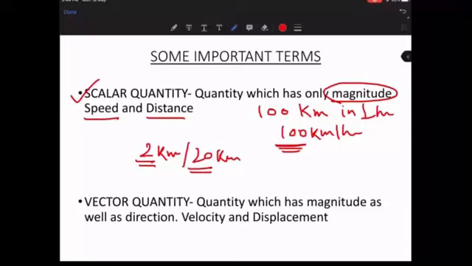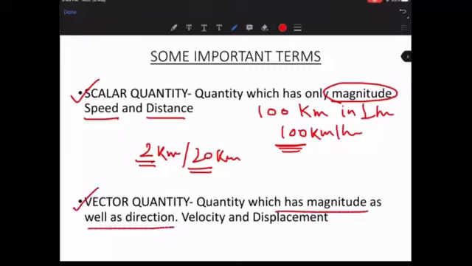Let's see what a vector quantity is. A vector quantity is a quantity which has magnitude as well as direction in it. Apart from the magnitude, it is also going to tell us the direction. What is velocity? Suppose I tell you that the same object has traveled 100 kilometers per hour towards north.